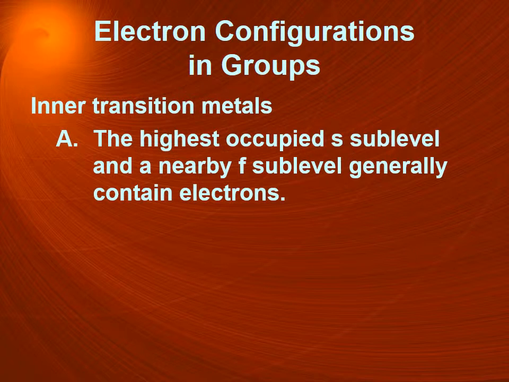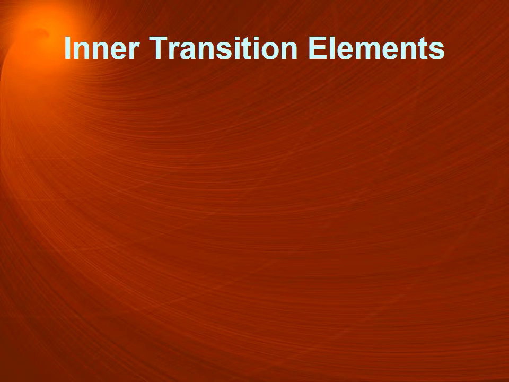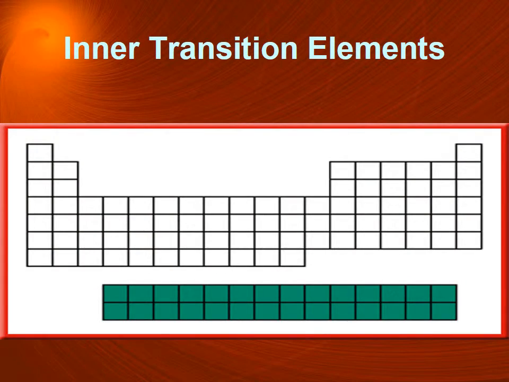The highest occupied sublevel in the inner transitional elements are S and a nearby F. These elements or these metals are located here. Now the question was, why don't we have them included as part of the periodic table? Why are they set off by themselves? If we had them set up where they would be fitting, the periodic table would be so much longer, and it would throw the elements and the periods off for some of these.